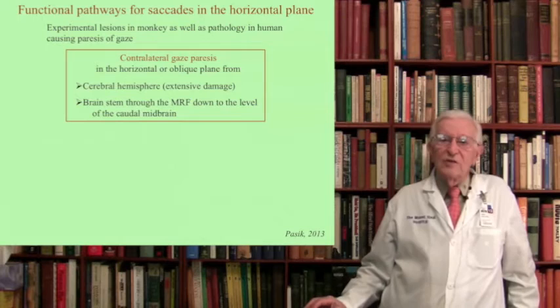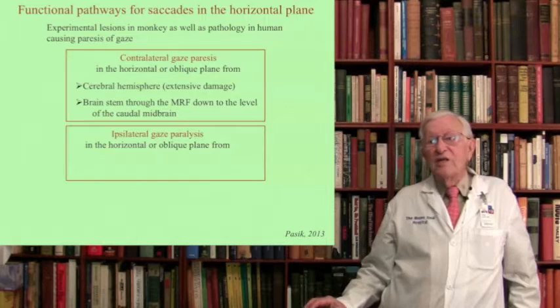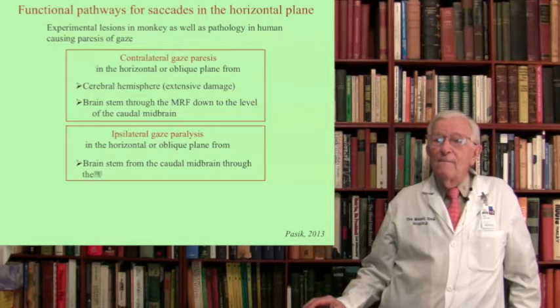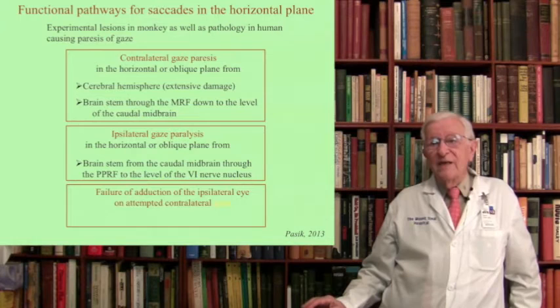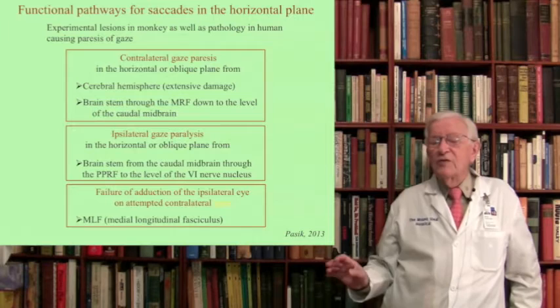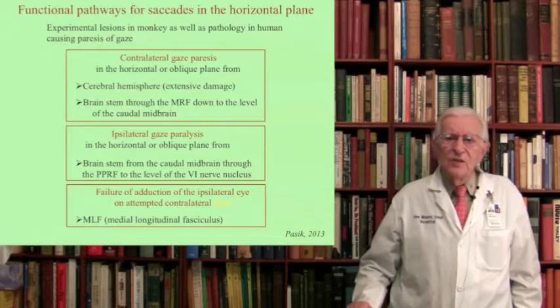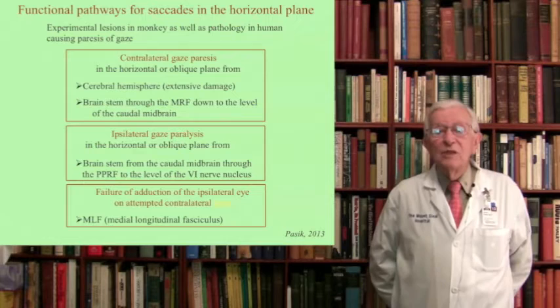On the other hand, when the lesion and the pathology is in the brainstem from the caudal midbrain through the PPRF to the level of the sixth nerve nucleus, the paralysis of gaze will be ipsilateral. Finally, if the lesion is in the MLF purely, remember that stimulation of the MLF was giving purely an adduction of the ipsilateral eye. In this case, there will be failure of adduction of the ipsilateral eye on attempted contralateral gaze.